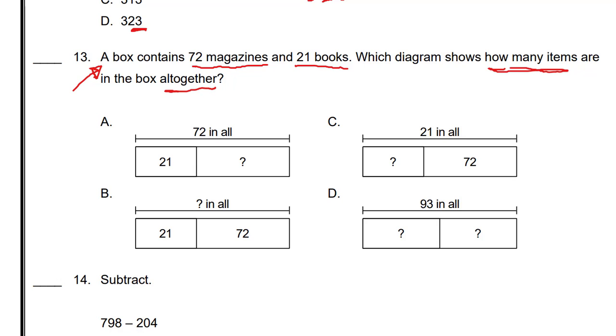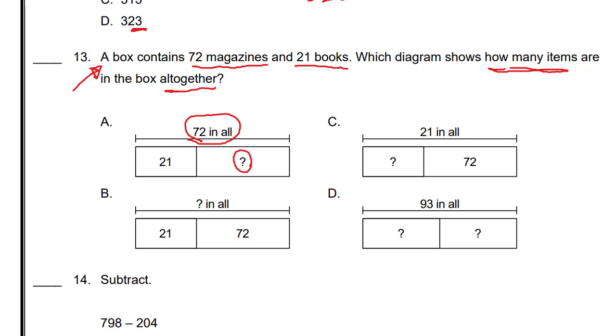So in this case, my heroes, look at the pictures that you can see. This is a question mark. We don't put a question mark inside the box. We need 72 and 21 inside. So this one is wrong. And also, as you can see here, 72 in all. No. Not 72 in all.